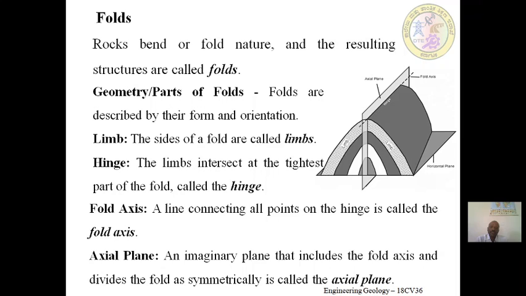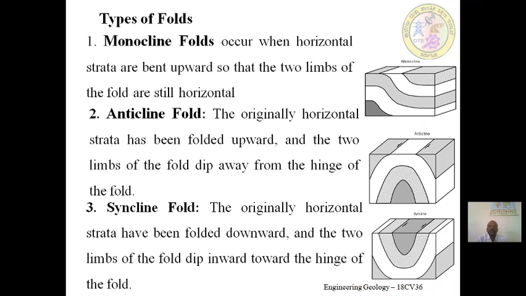Fold axis, a line connecting all points on the hinge, is called the fold axis. The axial plane, an imaginary plane that includes the fold axis and divides the fold symmetrically, is called the axial plane. Types of folds.